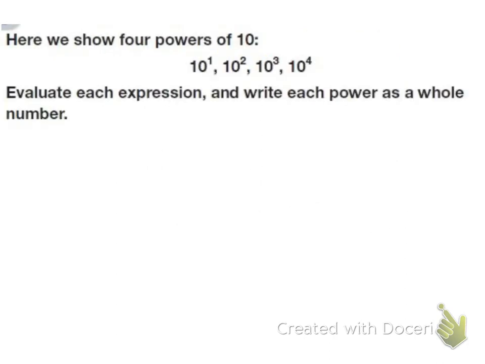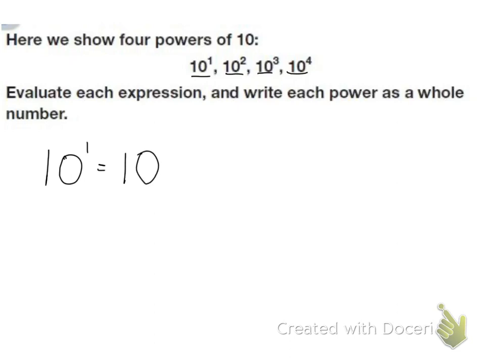So when we evaluate an expression, we're finding the value of it. Here are some powers of 10. We have 10 to the 1st power, 10 squared, 10 cubed, and 10 to the 4th power. When we evaluate each expression, we're going to write the power as a whole number. So 10 to the 1st power means there's only one 10.